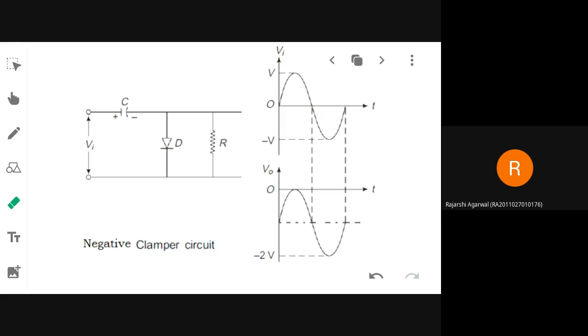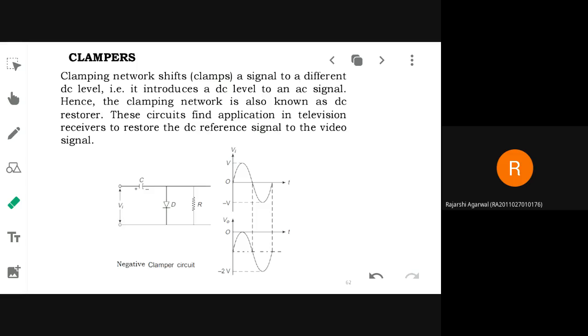What is the name of this circuit? Negative clamper. So what will a clamper do? It will shift the entire waveform below or above the reference. If it is shifted above the reference, it will be a positive clamper. If it is shifted below the reference, it will be a negative clamper. Suppose V reference is equal to 0, then it will be an unbiased clamper.